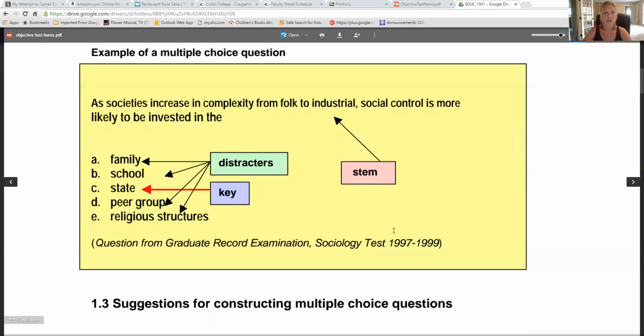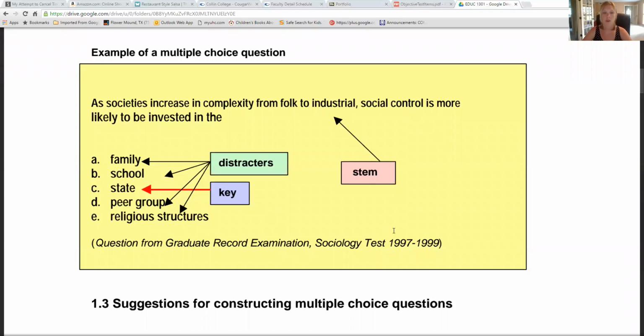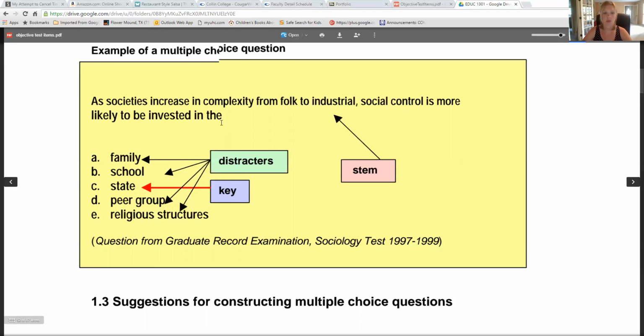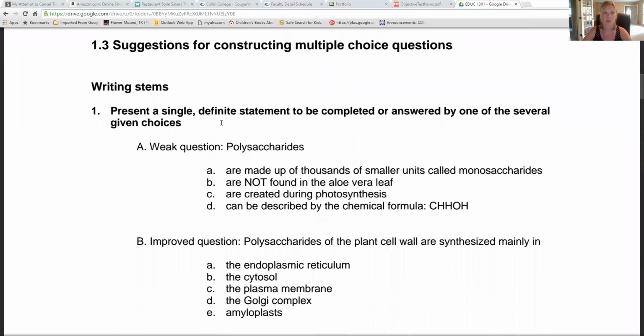So let me share my screen with you. So first off, this is an example of a multiple choice question. So when I'm talking through some of the stuff today, I want you to understand what I'm referring to. So this part here is the question stem. Then you have your distractors, and the key is the correct answer choice.